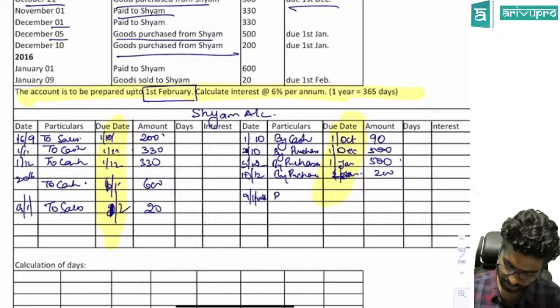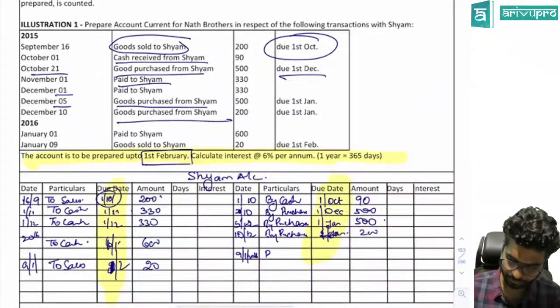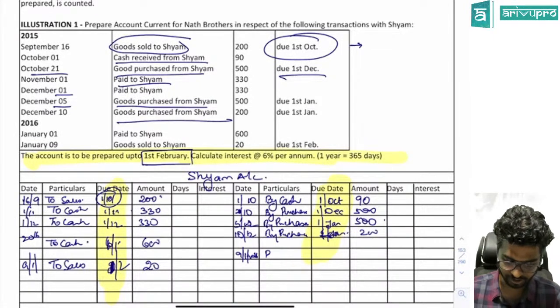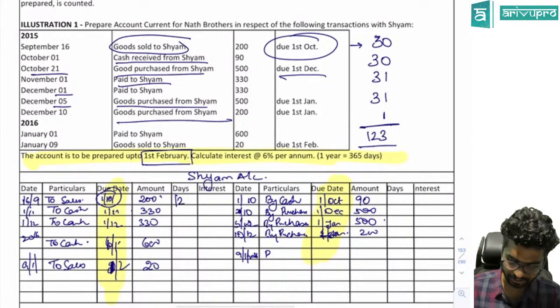First, see, a better way of doing it is I take the first. So October, from 1st October. October has how many days? 31. So I ignore the first day. November 30, December 31, Jan 31 and Feb 1st. So the total number of days is 123. So I'll write it as 123.